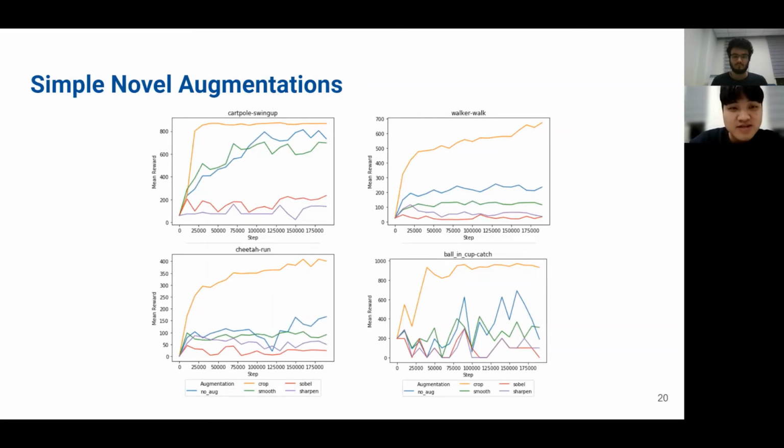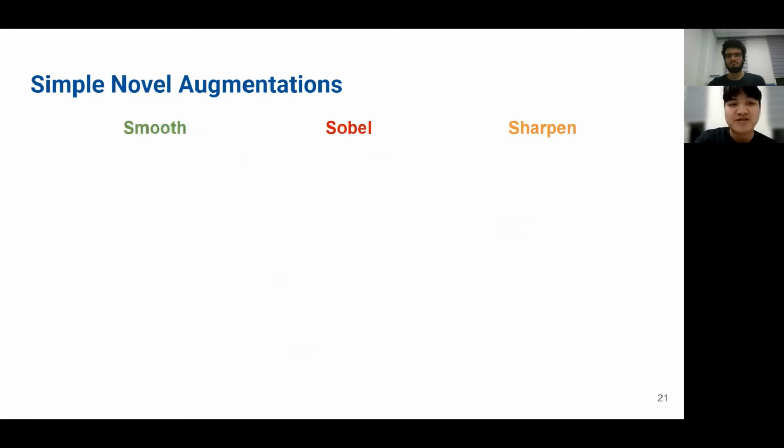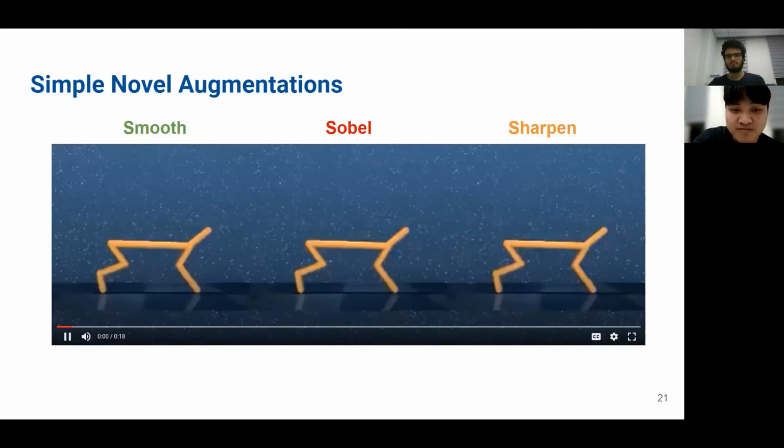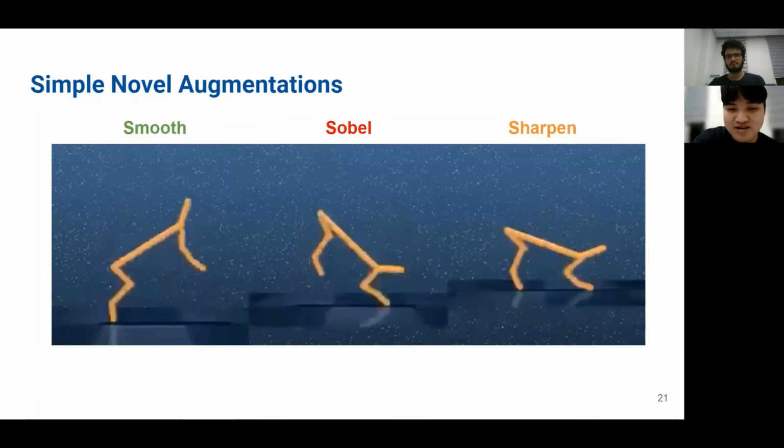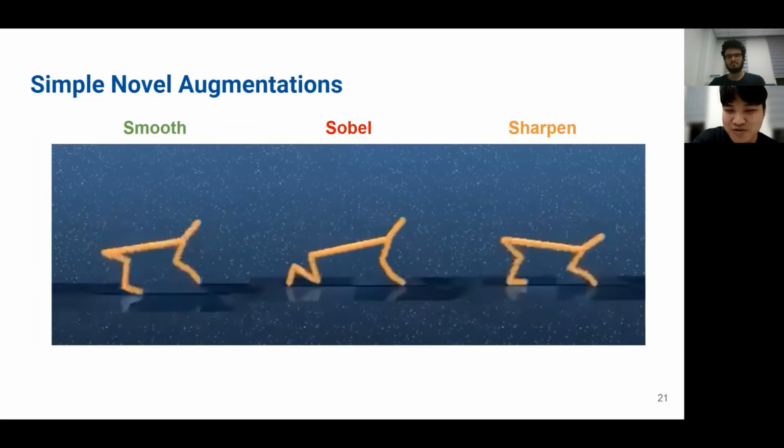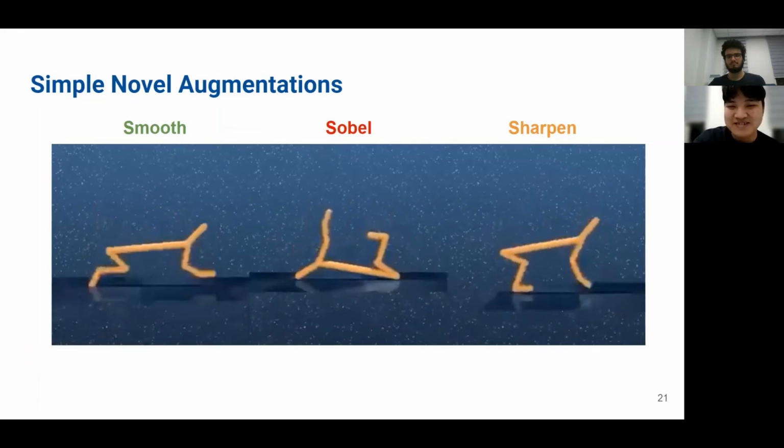And we do experiment with these simple novel augmentations in the 4 environments that we focus on, but the result is not very promising. None of these novel augmentations perform better than no augmentation, and they are by far much worse than random crop. Let's watch a visual example. We can see that the agent doesn't really learn well. It cannot balance well. It cannot run very well, you can see.